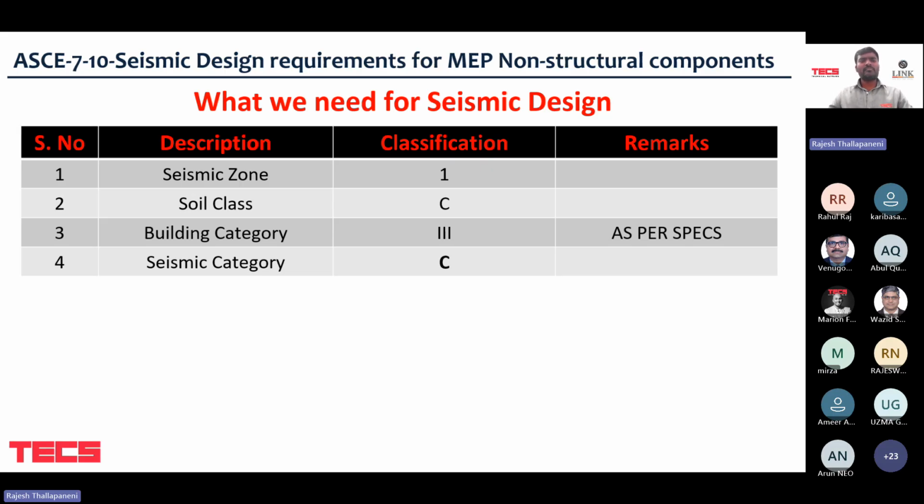So the major important aspect is, we need four different parameters or four inputs, which are the seismic zone, the soil class or soil condition, and the building category, which generally comes from the specifications of the project, or we will see how this building category can be arrived at through the codes. And also, we need to know the seismic category.